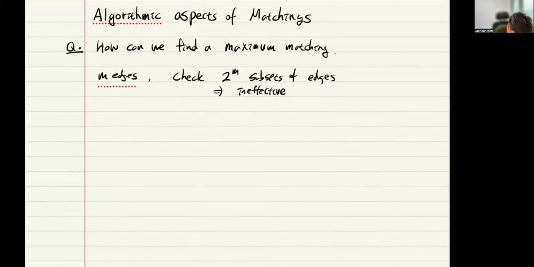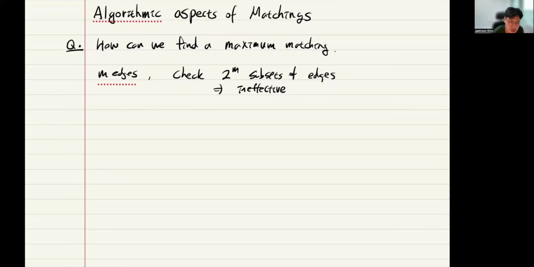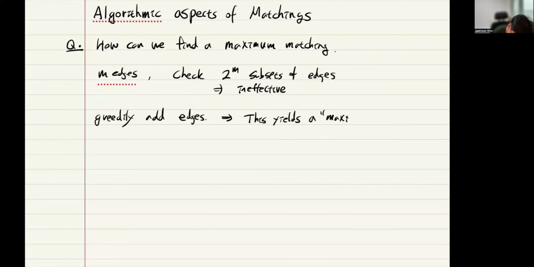Maybe if we just want to find a large matching, not necessarily maximum, then what we can do is greedily add edges. So we take one edge and then take another edge which is distinct from the previous edge, and take another one, and you do it until you cannot do anymore. Then you get a matching. Here is a maximal matching, meaning that there is no other matching which properly contains this M. But this is not necessarily the largest matching we are looking for.